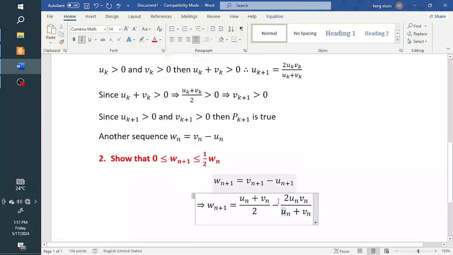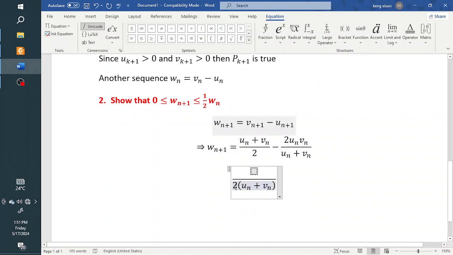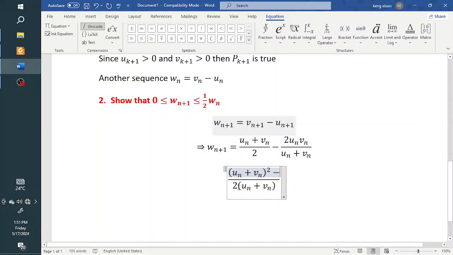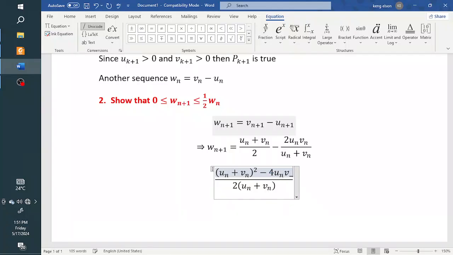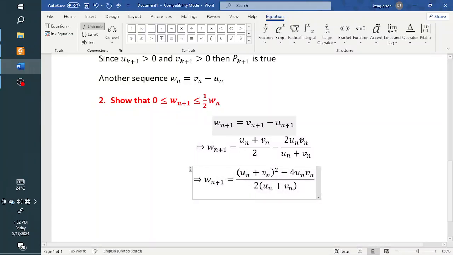So let's start simplifying. We start by looking for the LCM, and the LCM is just 2 times (u_n + v_n), right? That's the LCM. If we take this and we divide by 2, we just get u_n + v_n, and we multiply with itself, we are going to get (u_n + v_n) all squared, minus, now if we take this and we divide by u_n + v_n, we get 2. When we multiply with this, we get 4 u_n v_n. So this means that w_{n+1} is equal to this.